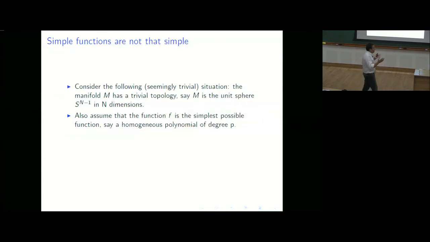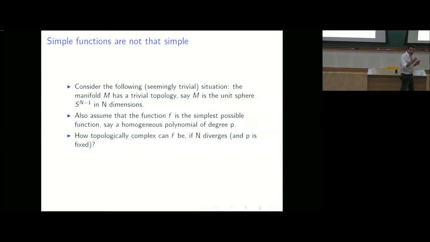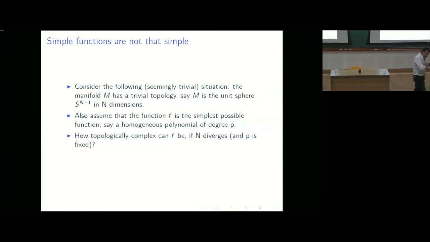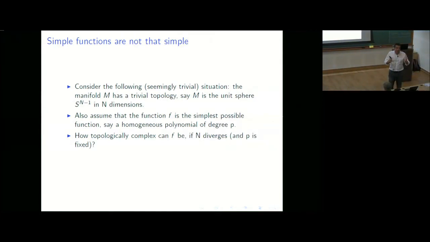So look at the homogeneous polynomial, say of degree p, on the sphere. It's hard to imagine a simpler situation than that, right? A simpler function and a simpler manifold. So that's a simple function, right? Okay. So the question is, how topologically complex can it be? Remember, I'm in the limit where p is fixed, say 5, and n is very large. So I take a homogeneous polynomial on a sphere in dimension 1,000,000. A polynomial is a simple thing, right? So how complex can it be? How many critical points would I have?